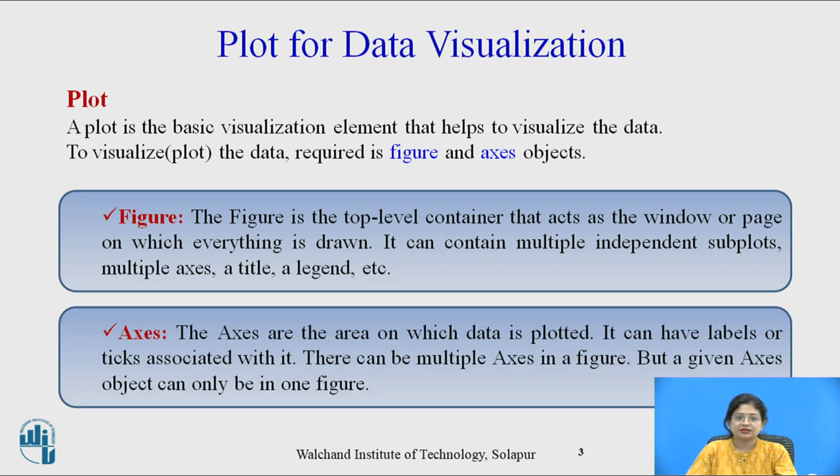Let us see axis. The axes are the area on which the data is plotted. It can have a label or ticks associated with the axis. There can be multiple axes in a figure, but a given axis object can only be in one figure.